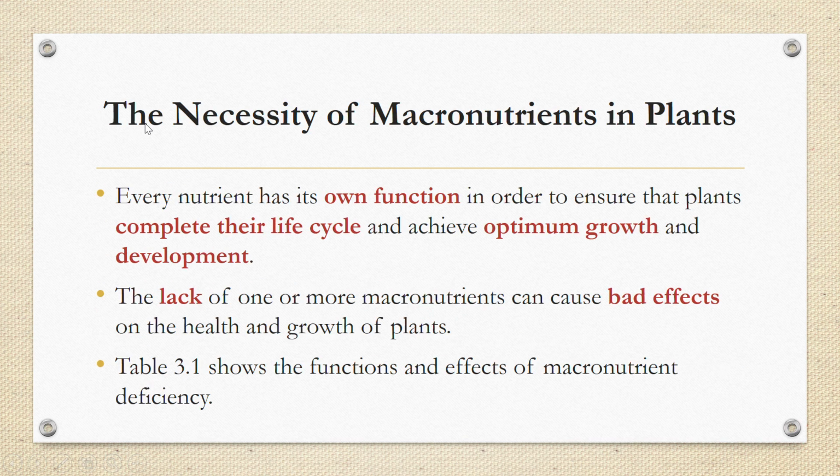Okay, let's look at the necessity of macronutrients in plants. Necessity means the significance, or why it is needed. So every nutrient has its own function, we know that. Okay, they are responsible for certain tasks in order to ensure that the plants complete their life cycle and also achieve optimum growth. Okay, so take note of the keywords: complete life cycle, achieve optimum growth, as well as development. Therefore, the lack of one or more macronutrients can be very troublesome. It's going to cause bad effects on the health and growth of the plants.